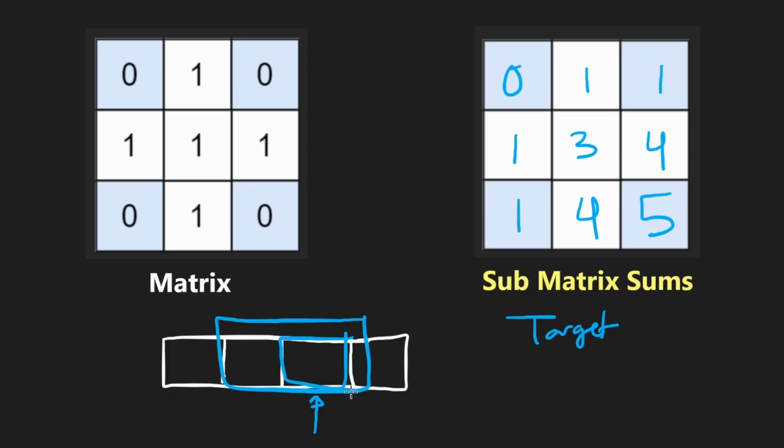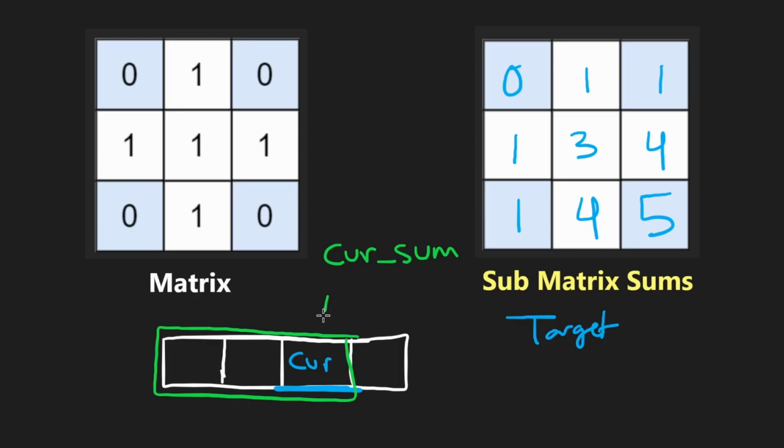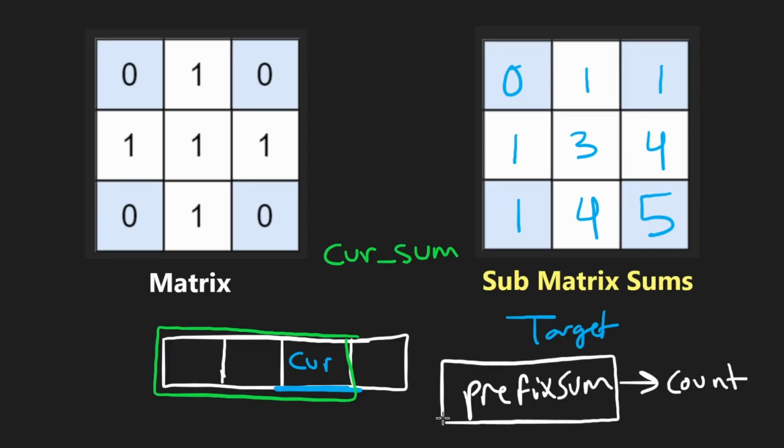Well, how can we possibly make that more efficient? Don't we have to look at every single subarray? Think about the math for a second. Let's say the value at this position is cur. Let's say we also have something we're keeping track of called the current sum, which tells us the total of all the values that we've seen up until this point. Now, there's something really, really clever that we can do. We can have a hash map where for every single prefix sum, we keep track of how many times we've seen a prefix sum with that particular sum.